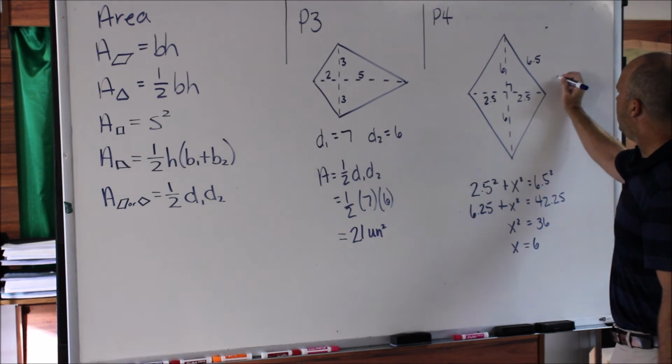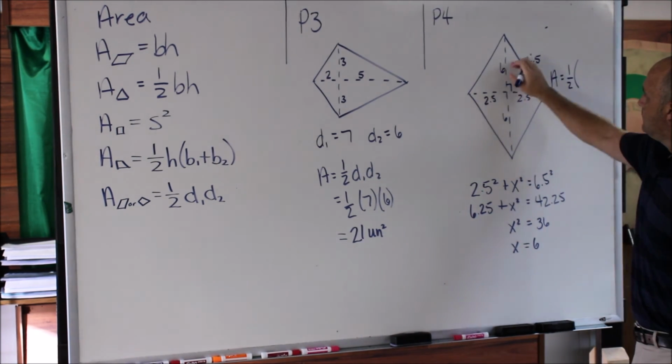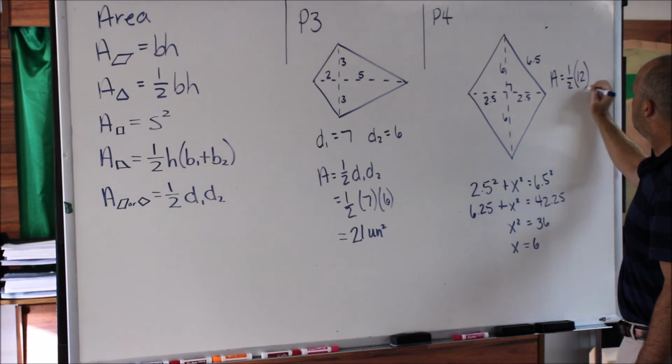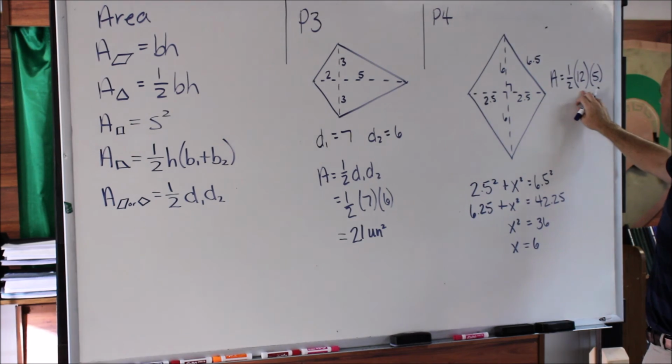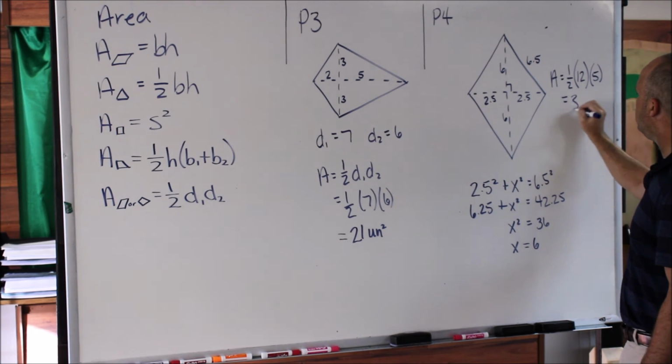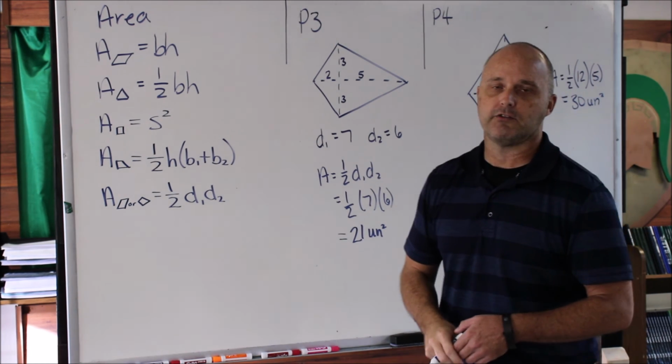So we can go back in and go A equals 1/2 times 12 times 5. 1/2 of 12 is 6, times 5 is 30. So this rhombus is going to be 30 units squared in terms of its area.